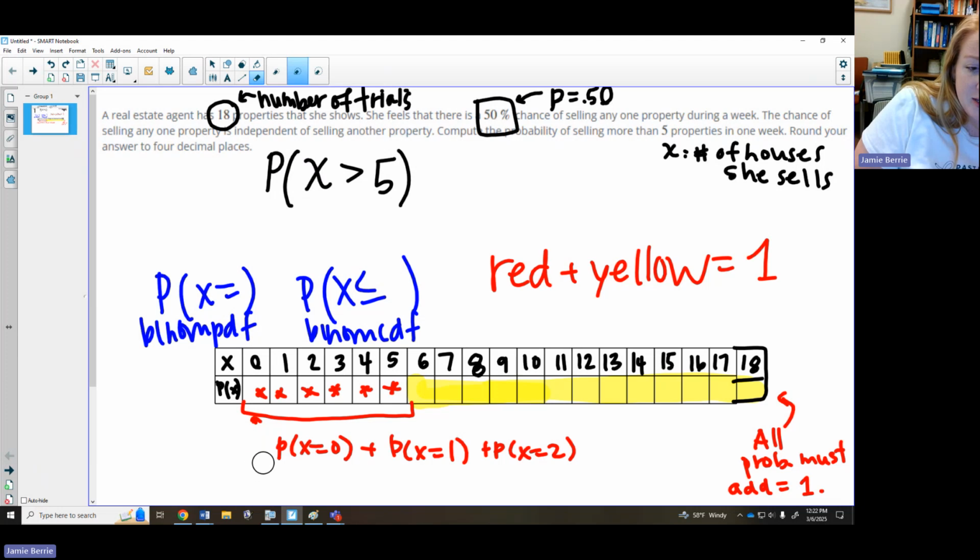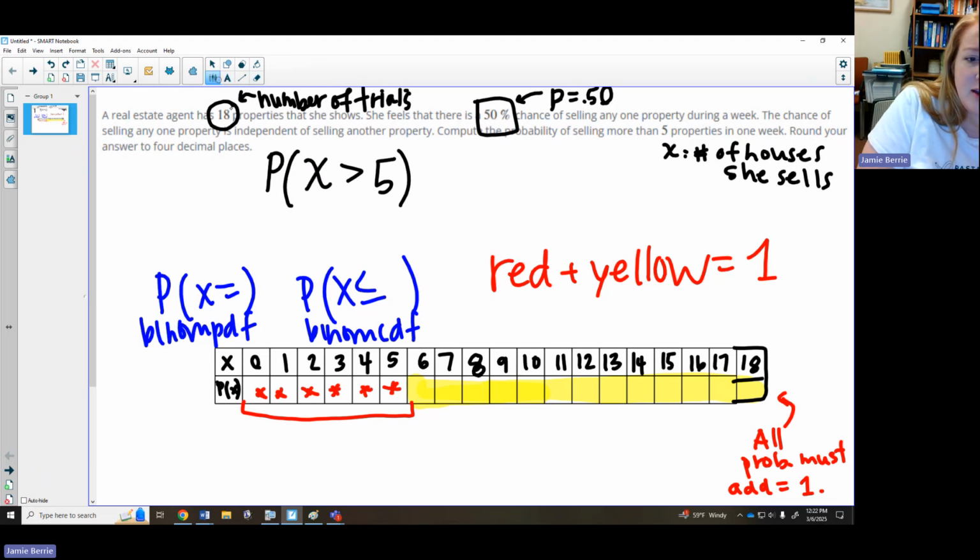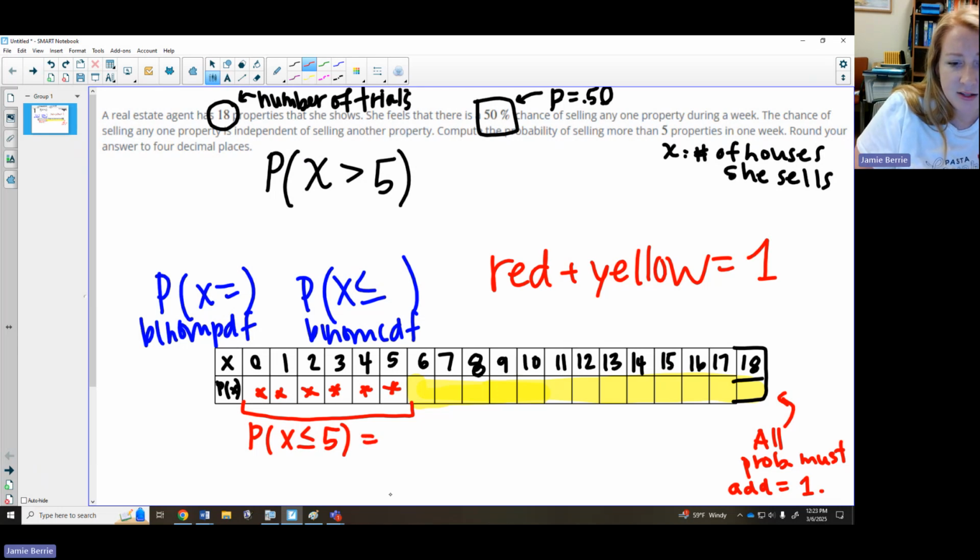You can do a bunch of binom PDFs, but the faster way, where you would only have to plug stuff in your calculator one time instead of having to do it for 0, for 1, for 2, for 3, all the way to 5, is you could say, okay, this red part is the probability that x is less than or equal to 5. All right, so I'm going to find that. That's going to be binom CDF. This is not going to be my answer, but it's going to help me find my answer.